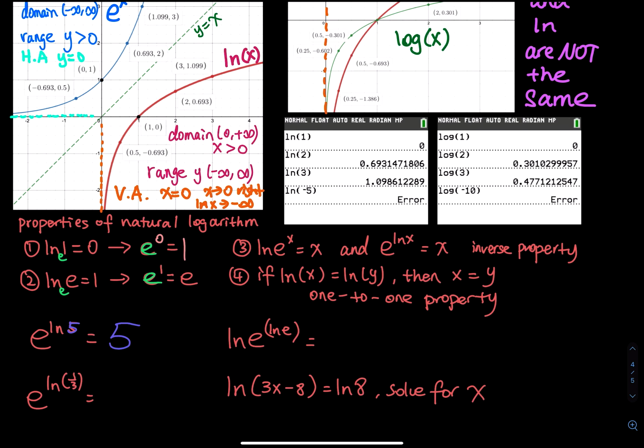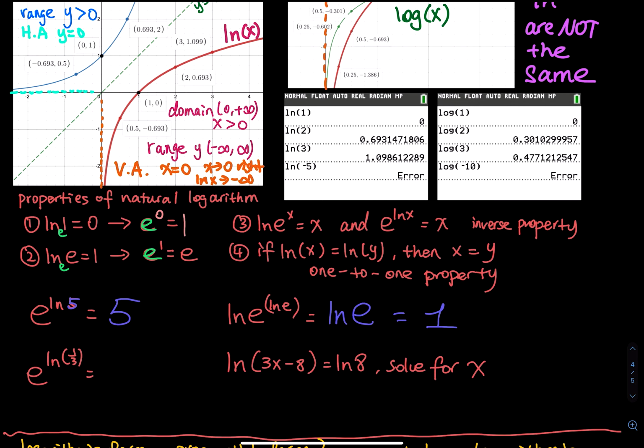And then ln e, and then you raise e to another ln e. What is that equal to? So we will be using this. Oh, here, sorry. e to the ln x is equal to x. So this is just equal to the exponent, which is ln e, right? So what is ln e equal to? ln e is equal to 1. So ln e is equal to 1.